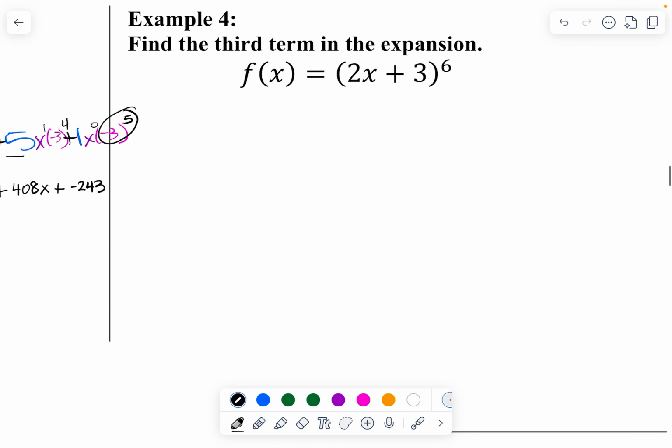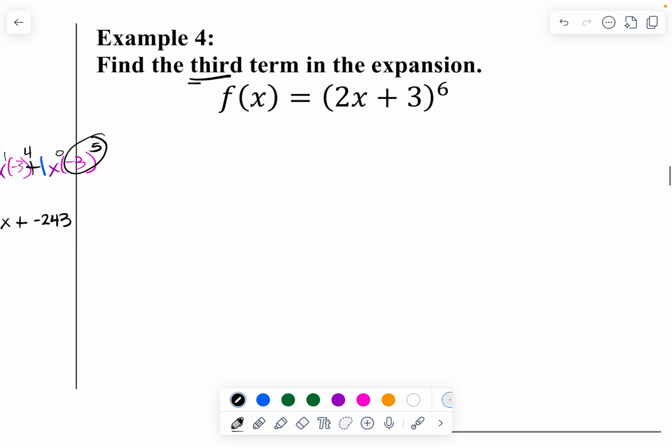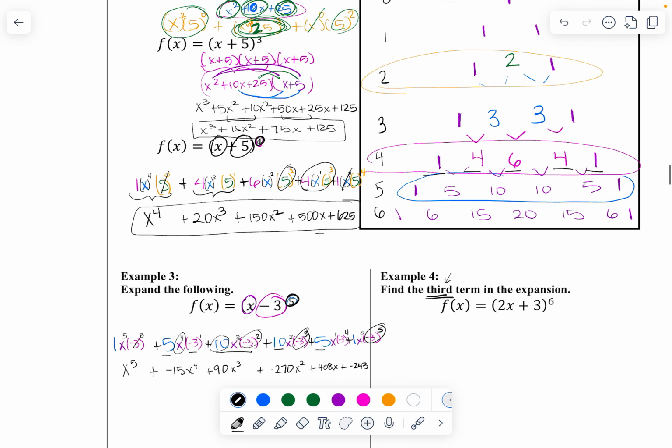And then lastly, if I wanted to find the 3rd term in the expansion, here's what I want you to remember. We're just looking for the third term. So when we're looking at the binomial triangle here, I want you to look at this. If this is my degree of 6, here's 1, 2, the third term. So we're going to just take that coefficient, which is 15.